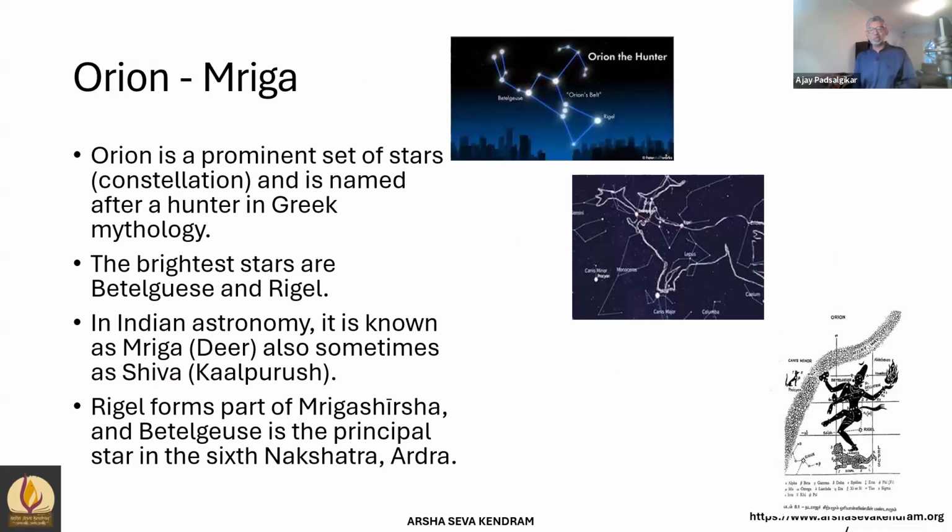I'll start off again, taking you back to Orion, the constellation, which in Indian terminology is known as Mriga. And Orion, just to recap, is named after a Greek hunter in Greek mythology. The brightest stars there are Betelgeuse and Rigel, and they are the principal stars in the nakshatras Ardra and Mrigashirsha. So Rigel is in Mrigashirsha and Betelgeuse is in Ardra.